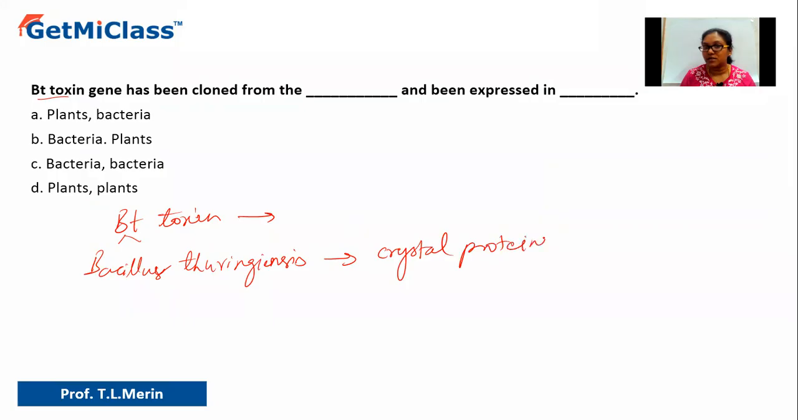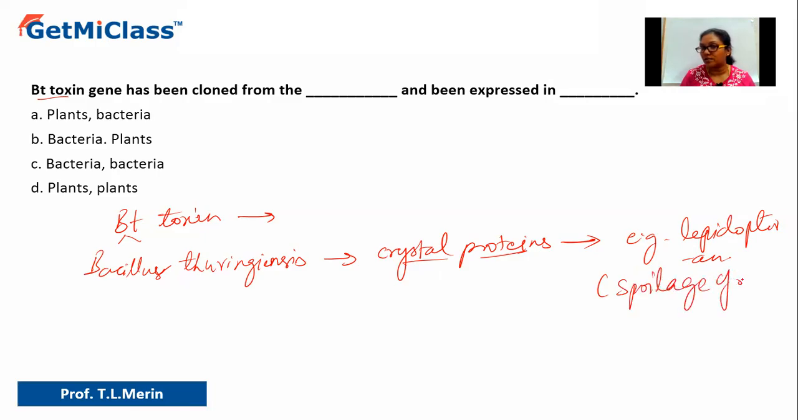These can produce crystal proteins, which have a pesticidal or insecticidal effect on certain groups of organisms. For example, lepidopterans. There are other groups of organisms also which get killed because of this crystal protein produced by Bacillus thuringiensis. Now these lepidopterans or other groups of insects are involved in spoiling the crop. So they can bring spoilage of crops, right?